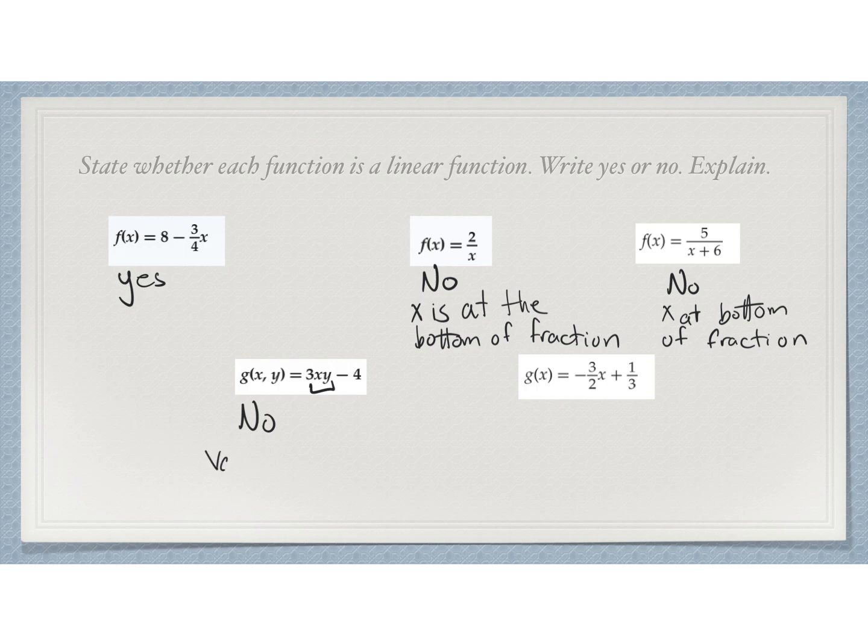The variables are being multiplied together. And then for the last one, it is a linear function. Again, the x and the y are separate, so the x and the g of x are separate. And the x is being multiplied by a number. It can be a fraction, that's okay.